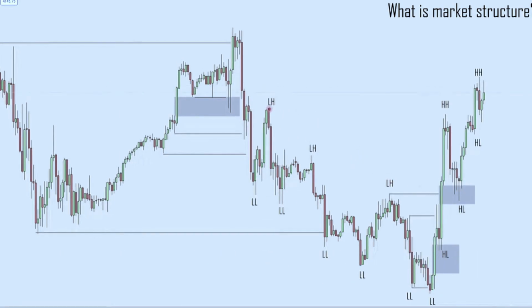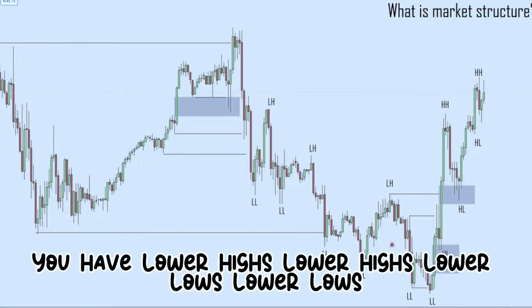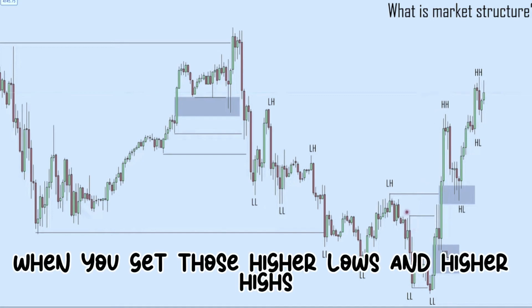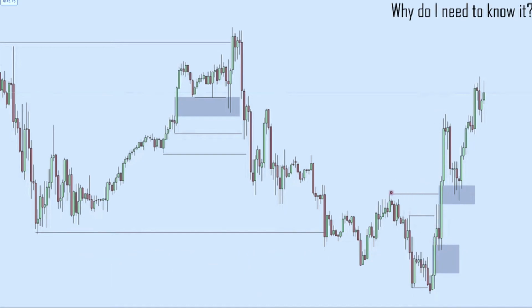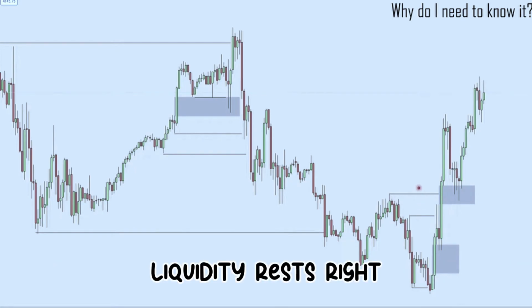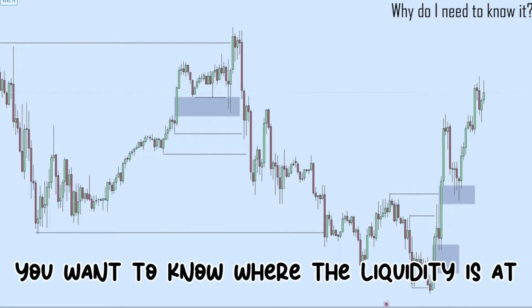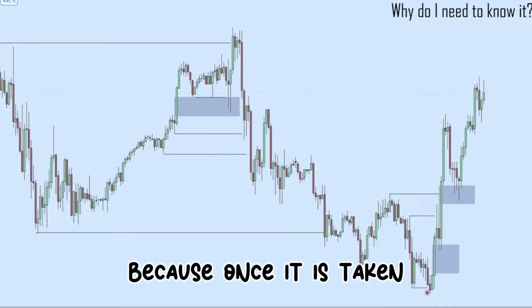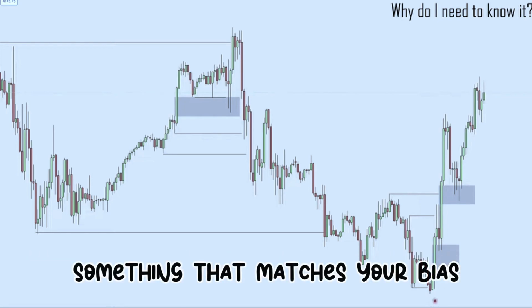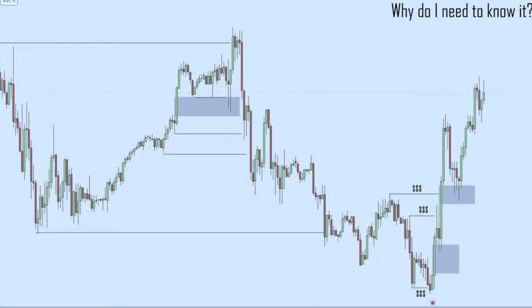As shown here, you have lower highs, lower lows. And then you can see trends change when you get those higher lows and higher highs. Now, why do you need to know this? Well, above and below these highs and lows, liquidity rests, right? People's stops. You want to know where the liquidity is, because once it is taken, you want to see it distributed higher or lower, something that matches your bias.